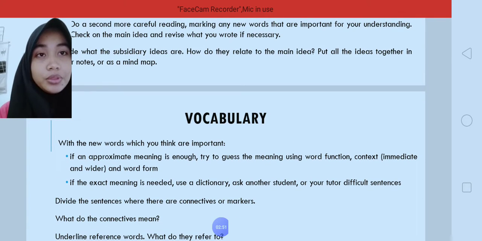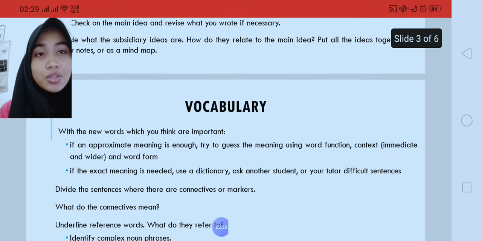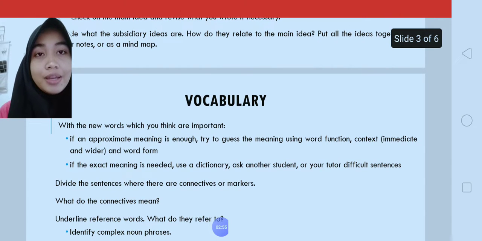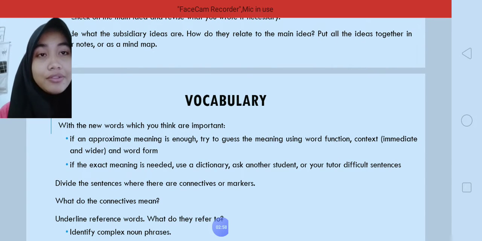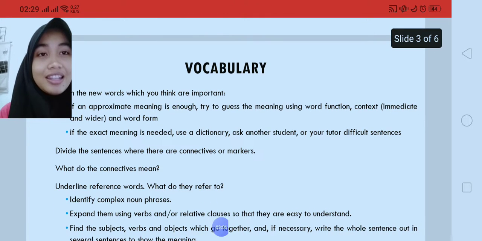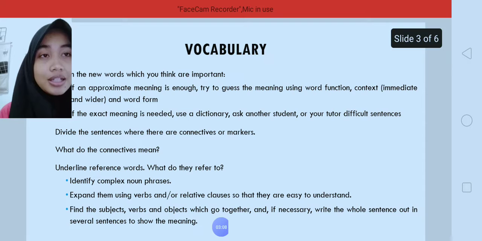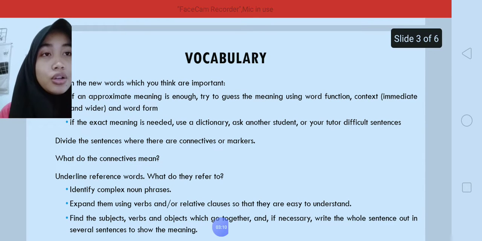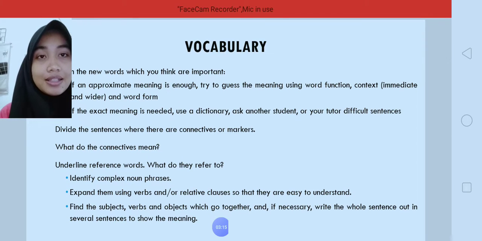Then move to vocabulary, with the new words which you think are important. If an approximate meaning is enough, try to guess the meaning using word function, context, immediate and wider, and word form. If the exact meaning is needed, use a dictionary. Ask another student or your tutor about difficult sentences.